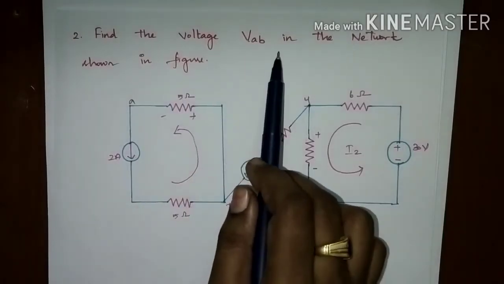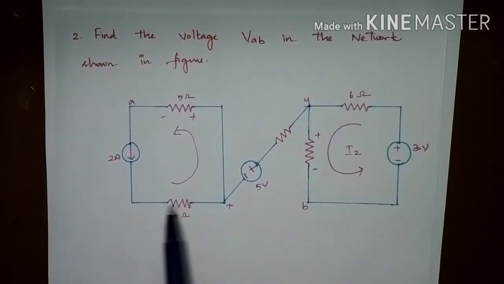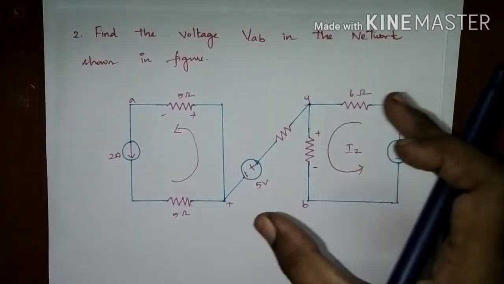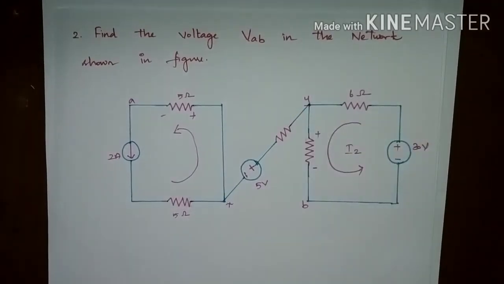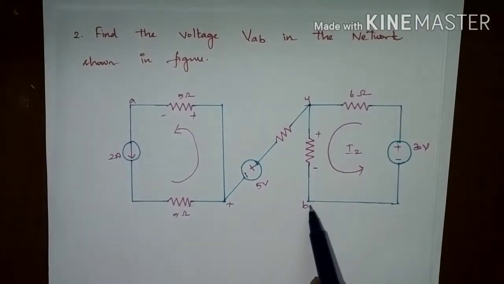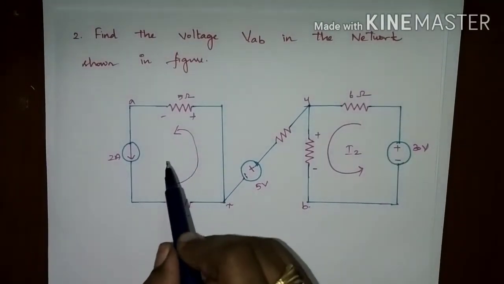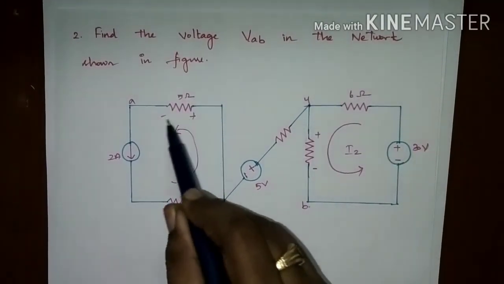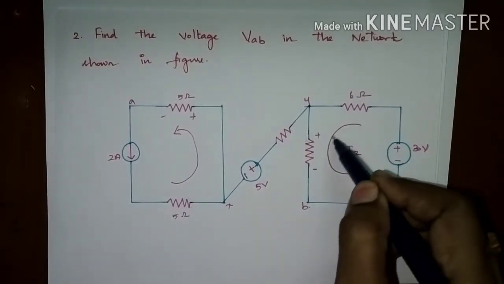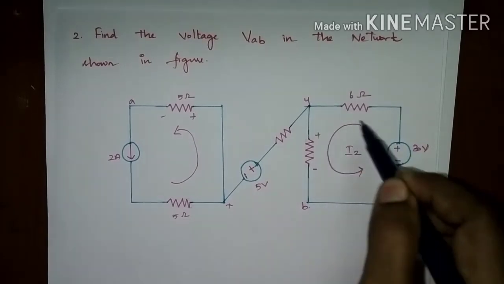Find the voltage VAB in the network shown in the figure. Here it is a network which has two meshes. These two meshes are connected by a single branch. They are asking for the voltage across AB. Here it is A, here B. So here this mesh is closed, the current will be flowing in this direction only, and here in this loop also closed, the current will be flowing in this direction only.